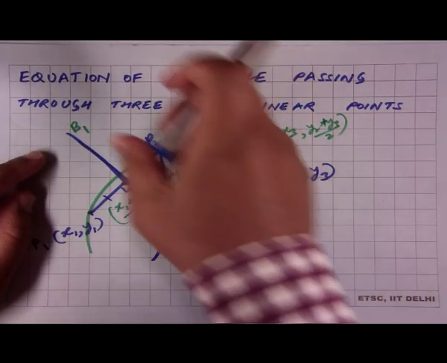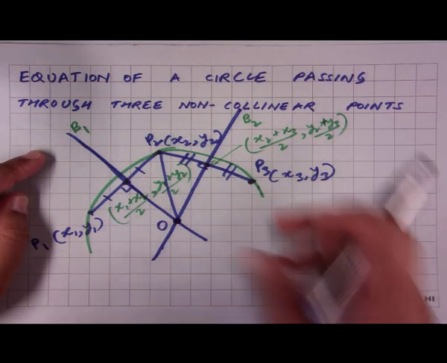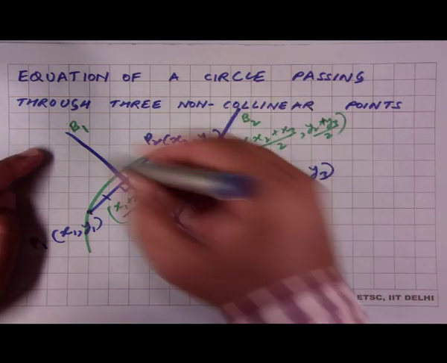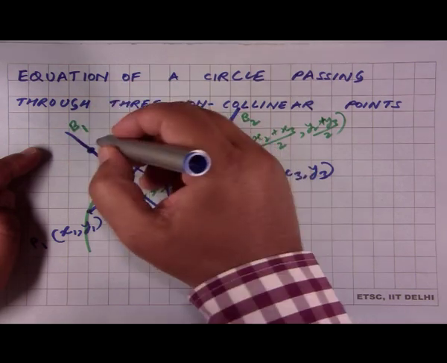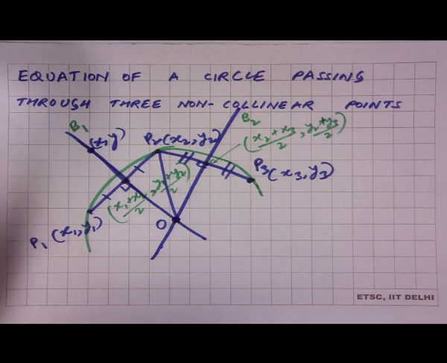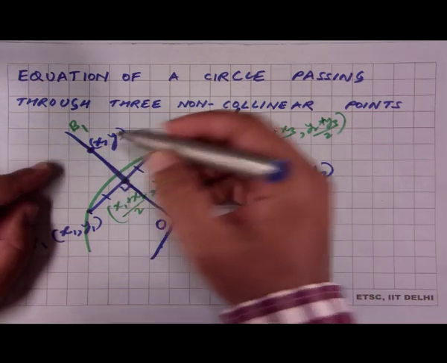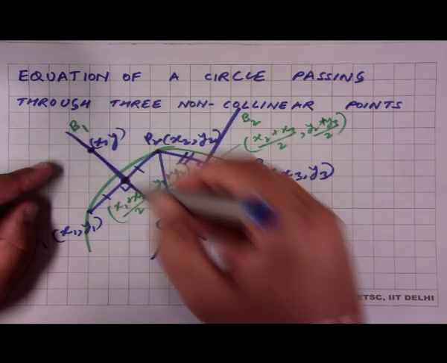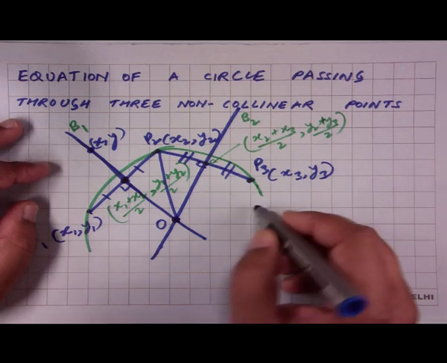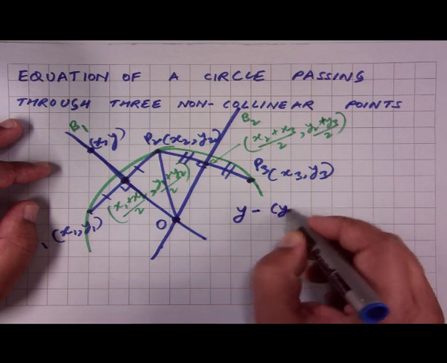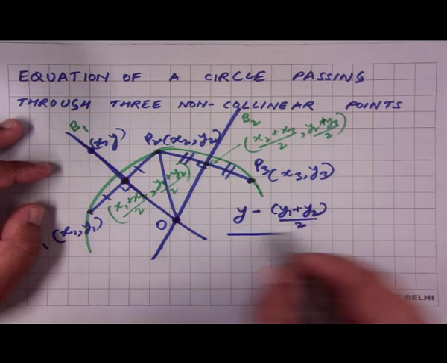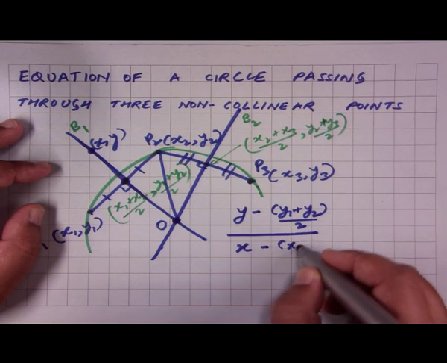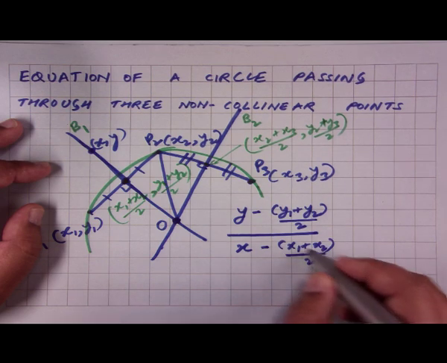Now, writing the equation of this perpendicular bisector B1 is not very tough, because suppose we have a point, any point, having coordinates x and y on this perpendicular bisector B1, then the slope of this perpendicular bisector B1 is going to be y minus (y1 plus y2 over 2) divided by x minus (x1 plus x2 over 2).